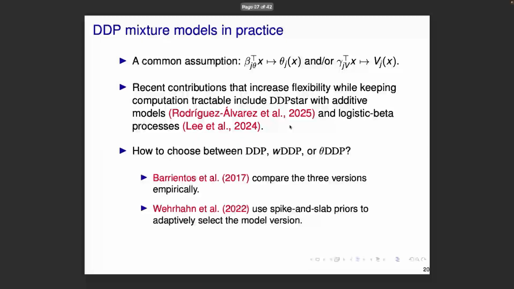The other question that we can ask, and I don't think that we have an answer for this, is which version of this model we can use. We can use the general one, or the single weights, single atoms versions, but we have compared them in previous work, and we're not able to identify an outperformer. So in another recent paper, we introduced a spike and slab prior to see if we can adaptively select between these three versions of the model.